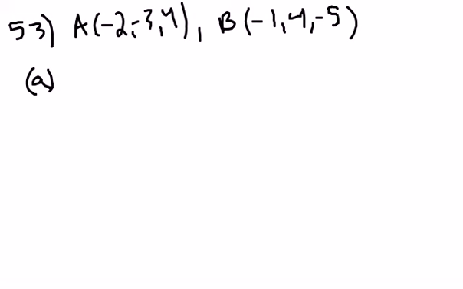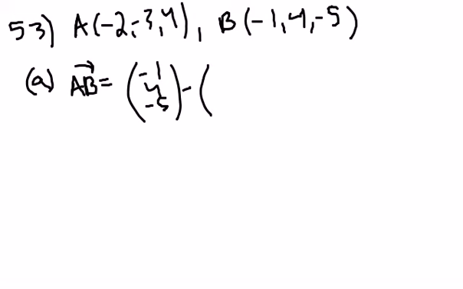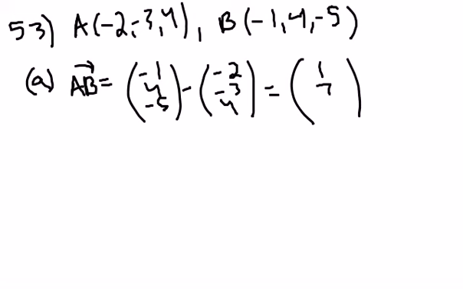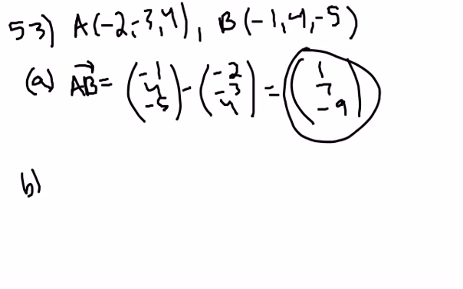So since I'm going from A to B, this is going to be equal to the components of B minus the components of A. Okay, so in the end I will get -1 minus -2 is 1, 4 minus -3 is 7, and -5 minus 4 is -9. So here is AB, that's part A.